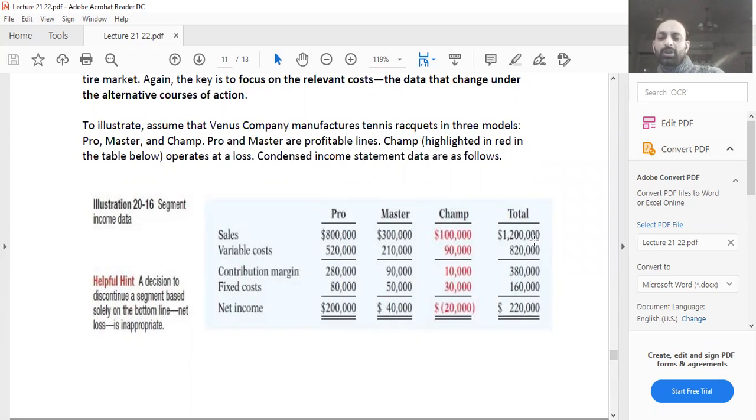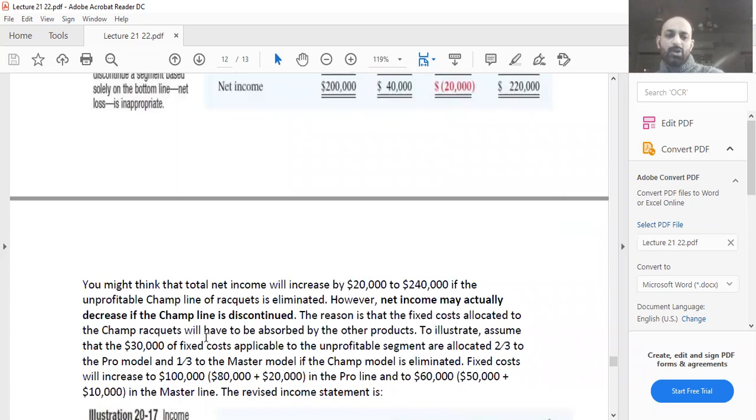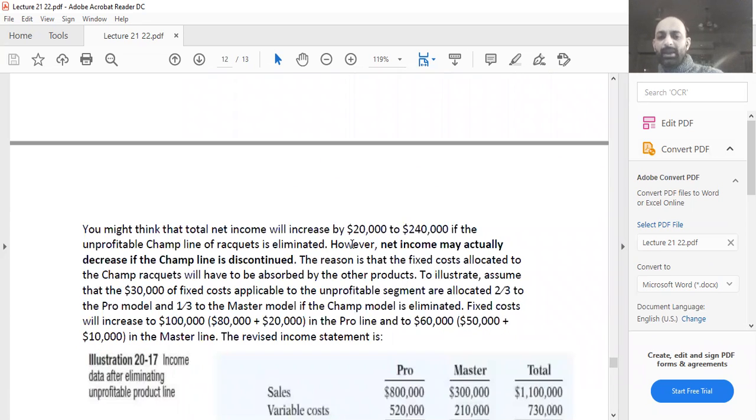And your total profit is $220,000 when you manufacture these three types of rackets. You might think that the net income will increase by 20,000 to $240,000 if the unprofitable Champ line of rackets is eliminated. However, net income may actually decrease if the Champ line is discontinued.